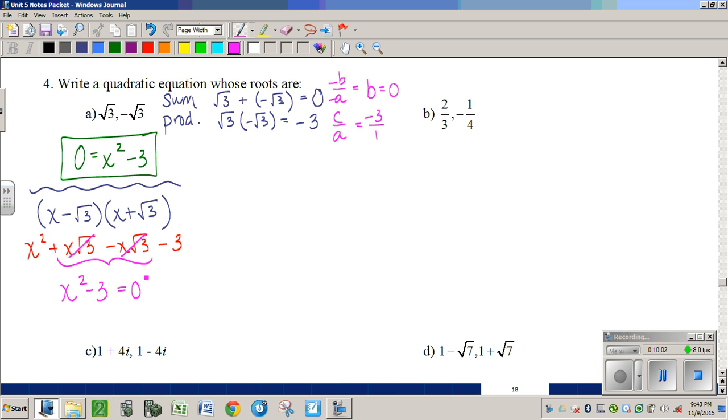We turn it into a quadratic equation by setting it equal to 0. Okay, so it's two different ways to do it. Find the product and the sum, find your a, b, and c values, or write them as factors and multiply them out.